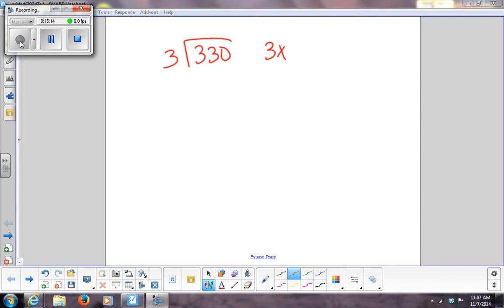Okay. So we have 330 divided by 3. What is the highest that I can multiply 3 by? That's an easy number to multiply. That gets me as close as I can to 330. 3 times 100. Okay, we can go 3 times 100, which gives me 300. So I'm going to subtract 300 here.